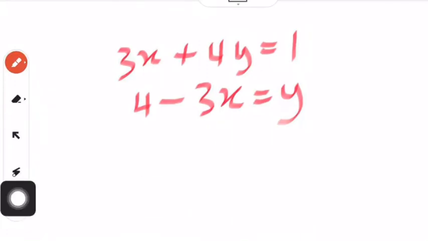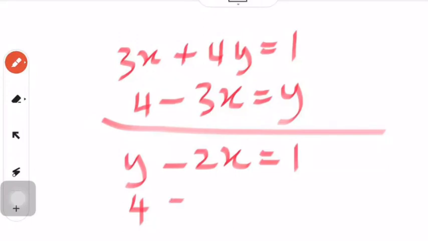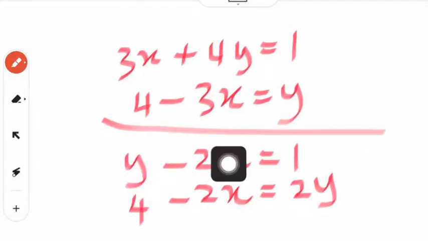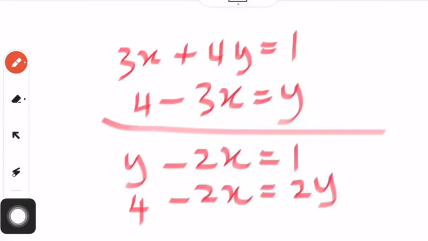Okay, contoh. Let's say kita ada y minus 2x equals to 1, 4 minus 2x equals to 2y. Okay, yang ni tengok x, satu sama, tolak minus 2x, yang ni pun minus 2x. Bila sama, kalau sama you kena tolak. Kalau sama you kena tolak. Baru dia jadi zero. So in this case, macam mana dia jadi zero?